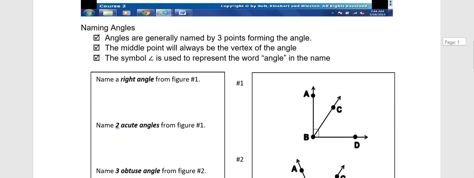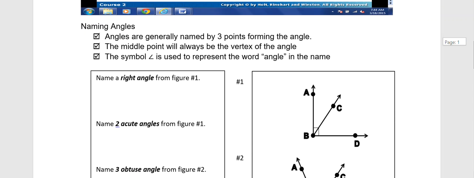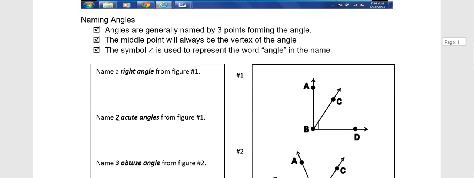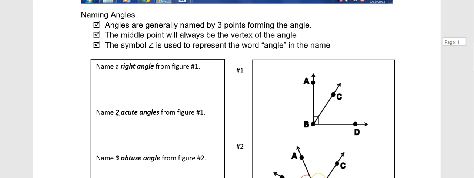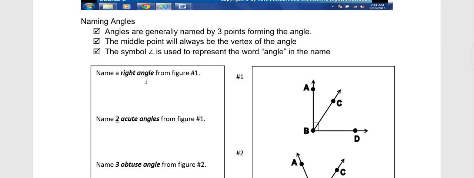And then we also talked about how we generally go about naming an angle. Naming an angle is typically done using 3 points on that angle, keeping in mind that the middle of the points is always the vertex, and also that this symbol here is the way of us saying angle. Okay, so this right angle, for example, would be angle ABD, using the angle symbol. Remember, we can even name this angle backwards, angle DBA.